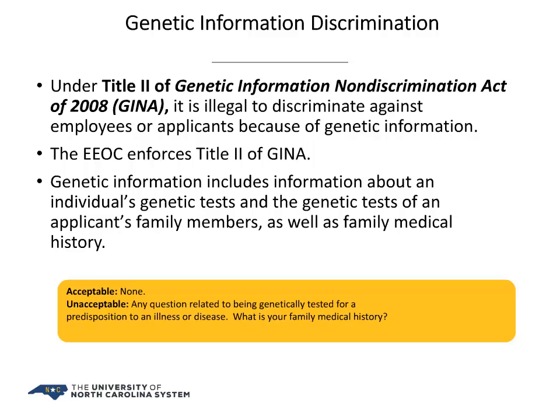Genetic information is one of the newer protected classes. Under Title II of the Genetic Information Non-Discrimination Act of 2008, or GINA, it is illegal to discriminate against employees or applicants because of genetic information. The EEOC enforces Title II of GINA. Genetic information includes information about an individual's genetic test and the genetic tests of an applicant's family members, as well as family medical history. An employer may never use genetic information to make an employment decision because genetic information is not relevant to an individual's current ability to work.